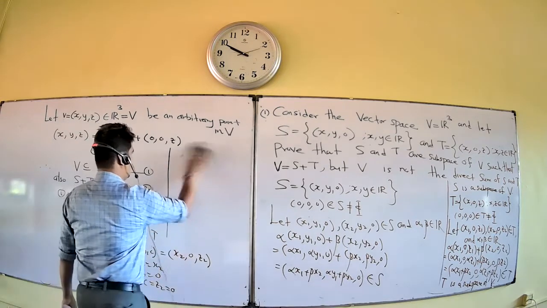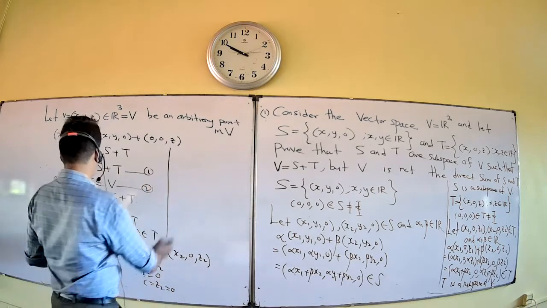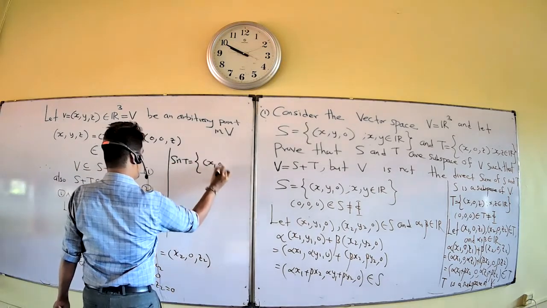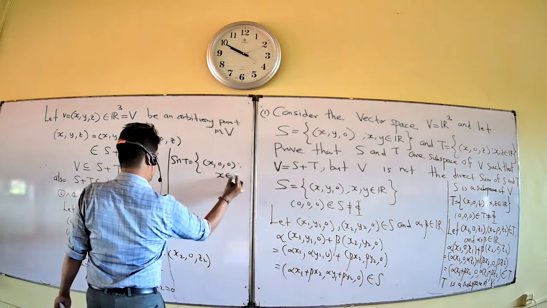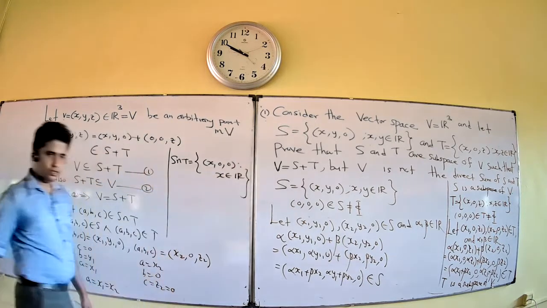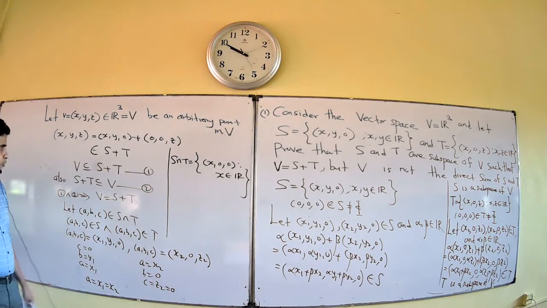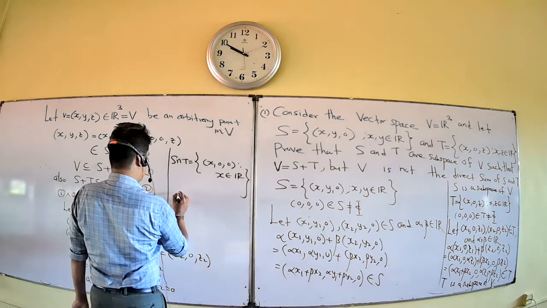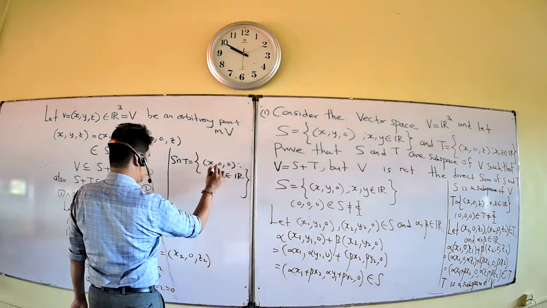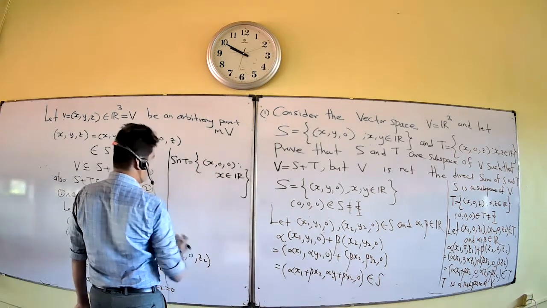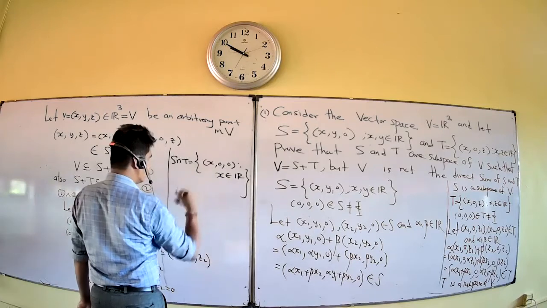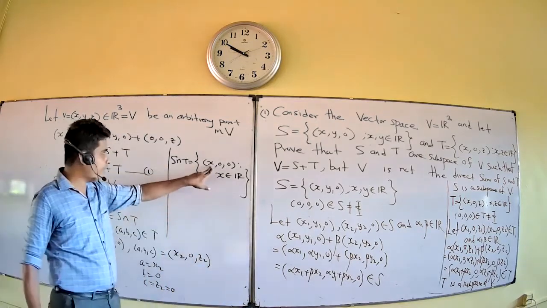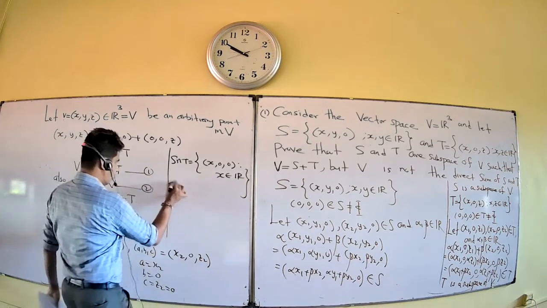Now you understand this: the intersection of X and T is the set of the form (x, 0, 0), x belongs to the real numbers. This x is a real number. For x you can put 0, no problem. You can put 1, you can put 2, since x belongs to the real numbers, you can put any values here. Therefore, this is not equal to this one.